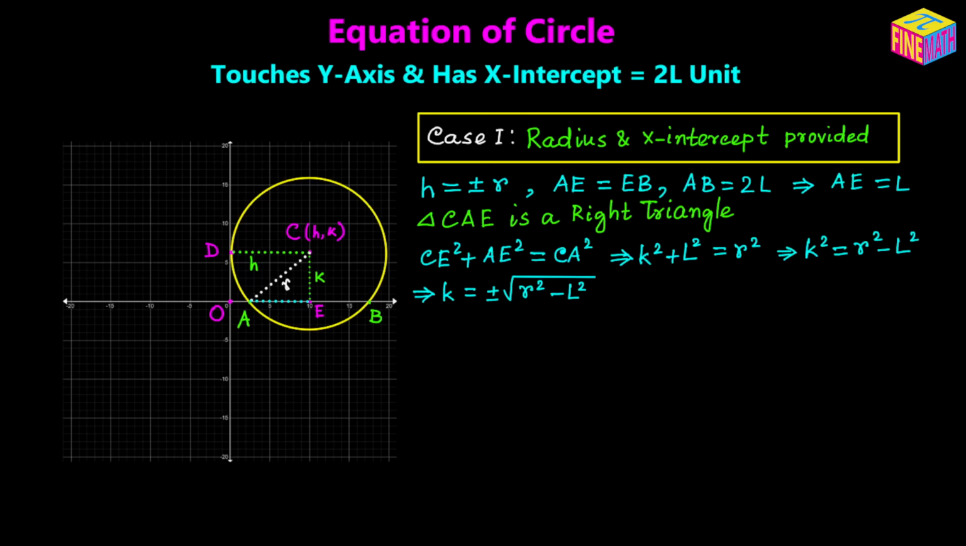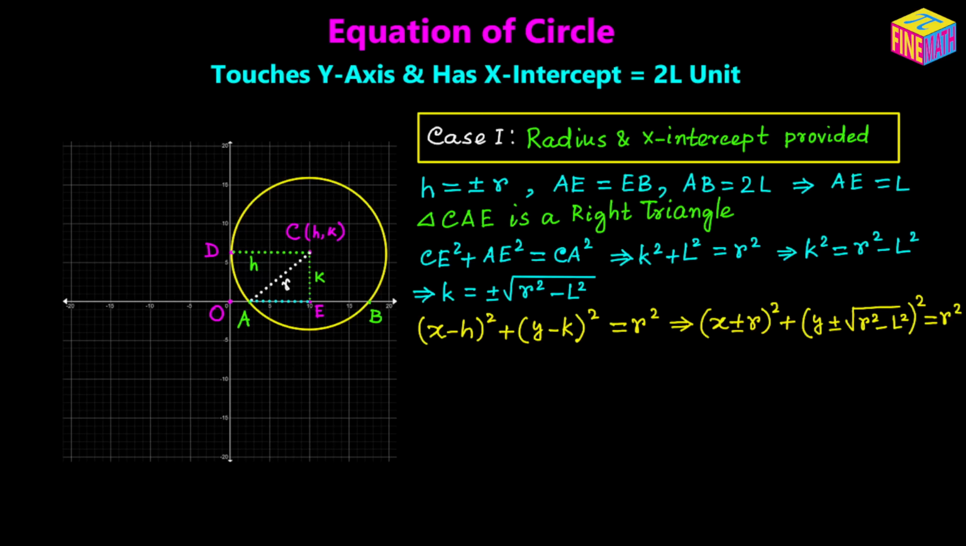And from here we can say K will be equal to plus or minus square root of R squared minus L squared. Next, let's try to find out the equation of the possible circles. Let's begin with the fundamental equation, which is x minus h whole squared plus y minus k whole squared is equal to r squared. And here we are going to plug in the values of h and k.